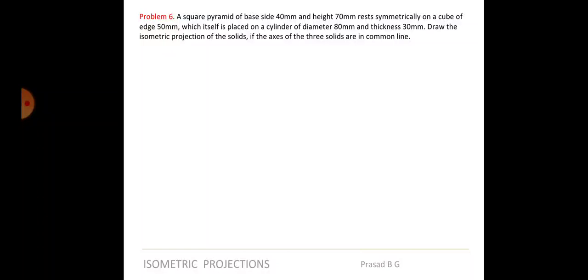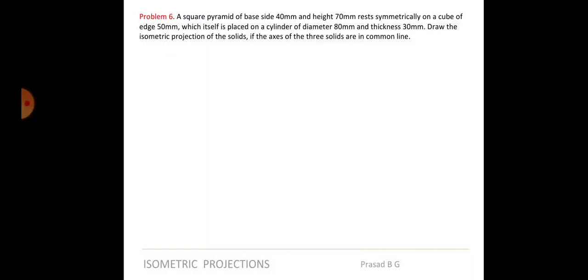Symmetrically on the cube of edge 50 mm, which itself is placed on a cylinder of diameter 80 mm and thickness 30 mm. I hope you understand. So there is a square pyramid which is kept on the cube. Now the cube itself is kept on top of a cylinder. That means we have a cylinder on the bottom, of diameter 80 mm and thickness 30 mm, height 30 mm. On top of that there is a cube. On top of that there is a pyramid. So 3 objects are there.